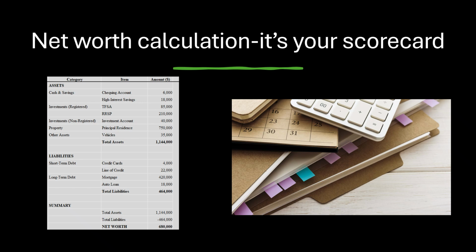And here's something important, it's totally normal for young adults to have a low or even negative net worth. You're just starting out. What matters is the direction you're moving in, building savings, avoiding high-interest debt, and slowly increasing what you own over time. Net worth isn't about being rich. It's about understanding where you stand today and making choices that help you grow financially in the future.